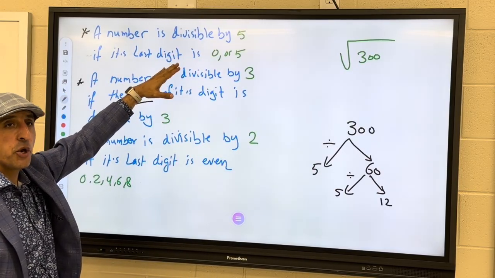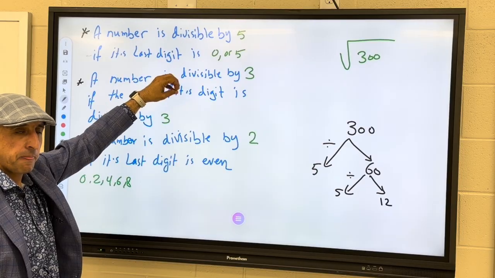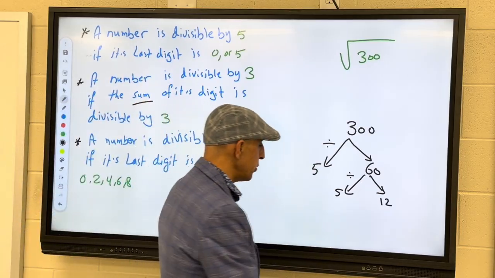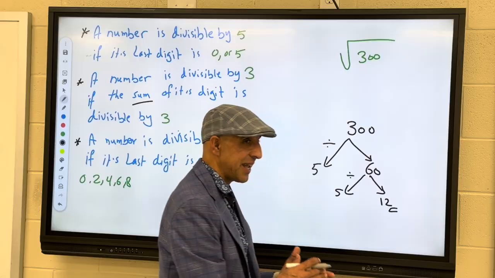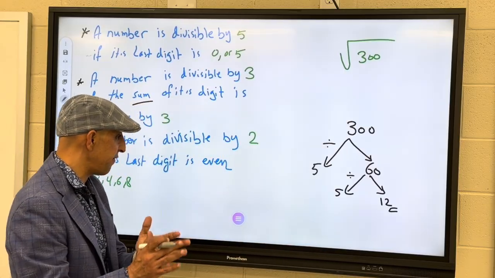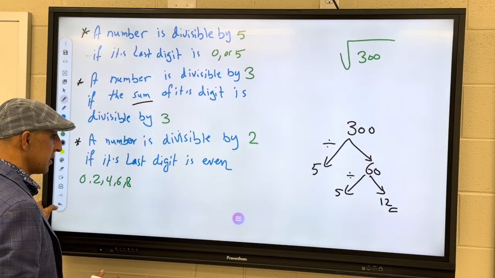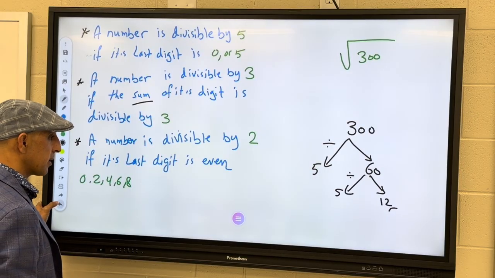The answer is no. Why? You are right. Because 2 is the last digit, and the last digit isn't 0 and isn't 5. So, no, it is not divisible by 5.